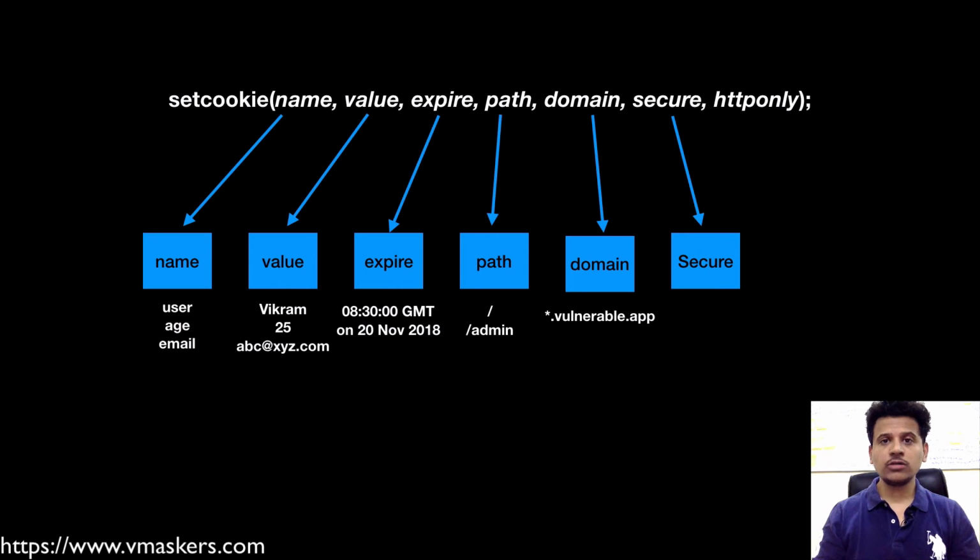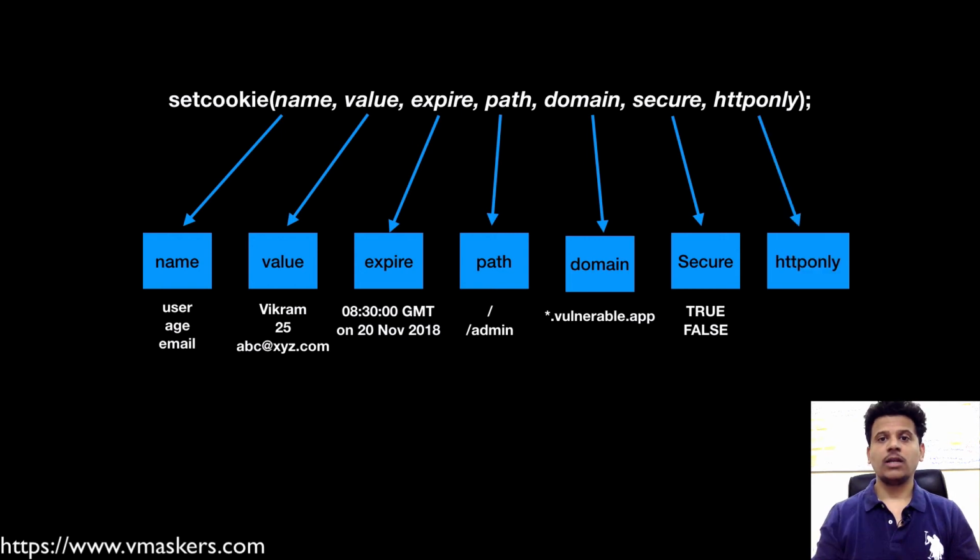Next is secure. For example, if the value is set to true, then this cookie will only be sent with the HTTPS request. Next is HTTP only. If it's set to true, that means only HTTP requests can access that cookie and it will not be accessible by JavaScript, Java or any other non-HTML technologies. So the browser, using the values domain, path, secure and expire, will decide whether this cookie is valid or not, or whether it should be sent with the further HTTP request or not.